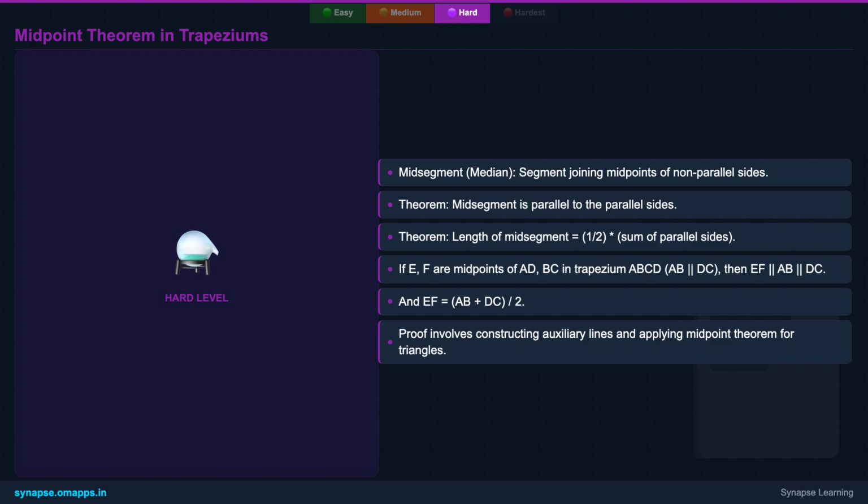One way involves extending one of the non-parallel sides and drawing a line through the midpoint of the other non-parallel side, parallel to one of the bases, to form congruent triangles. This allows us to establish the relationship between the midsegment and the bases.